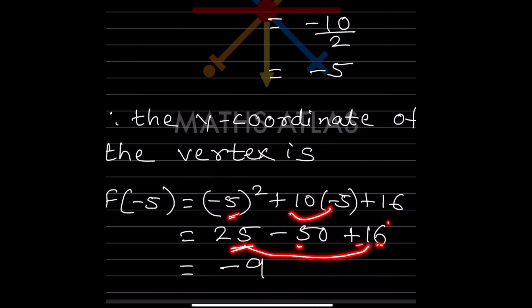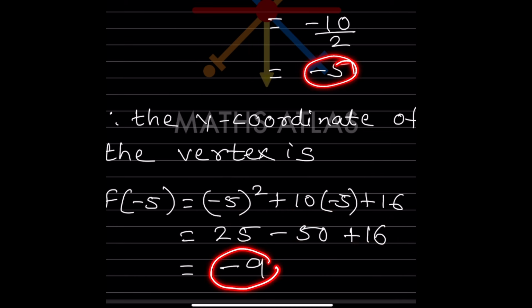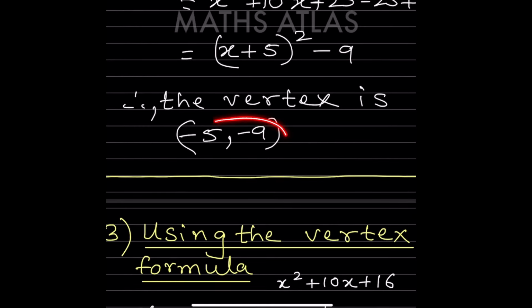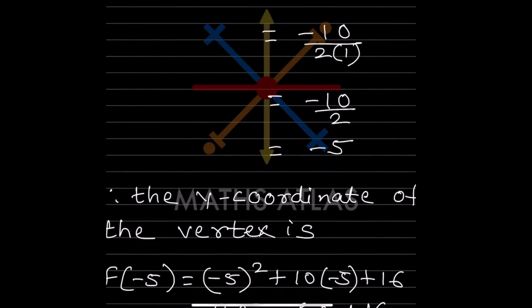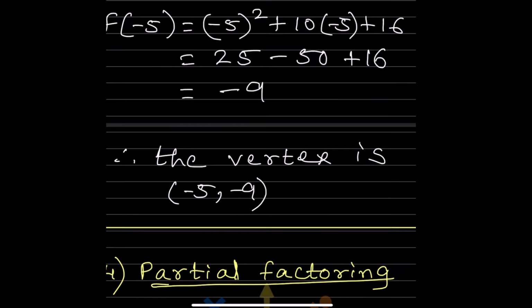When you add this, minus 50 plus 41, that is going to be minus 9. So the answer is minus 9. So hope you got this one: this is x, and this is y. So same thing, minus 5 and minus 9 by using the vertex formula. So that is written here, the vertex is minus 5 and minus 9.